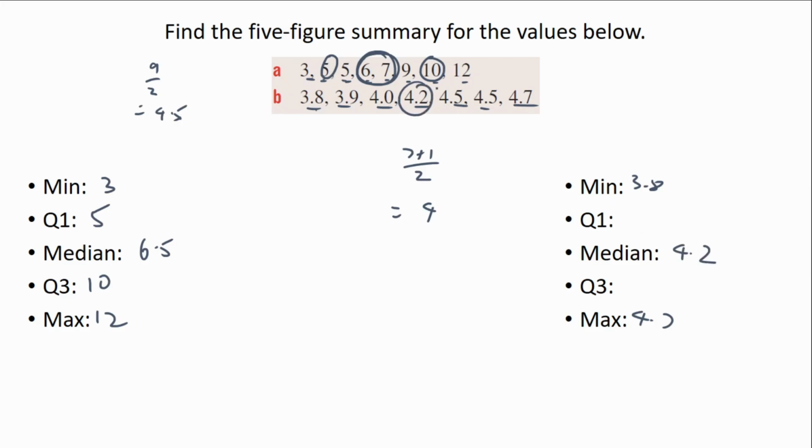4.2. And Q1 is going to be right there because there's 3. And Q3 is going to be right there. So that's 3.9. And that is 4.5.